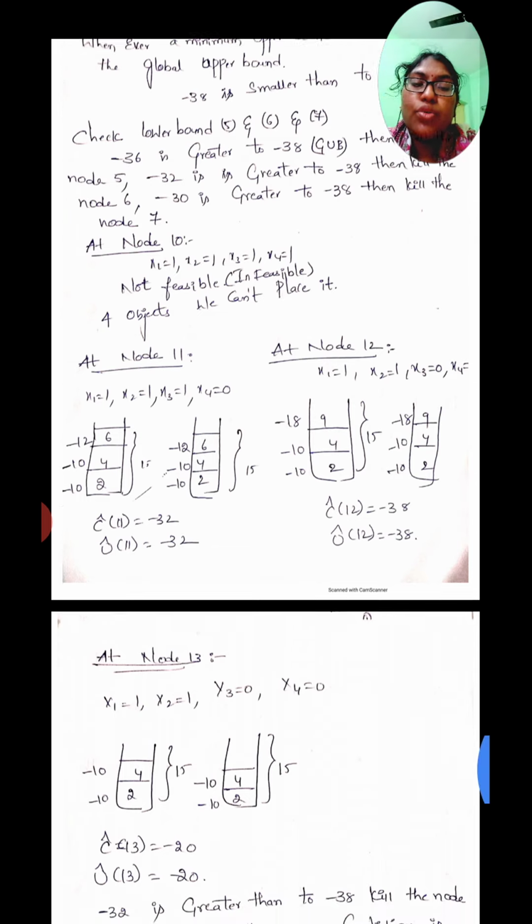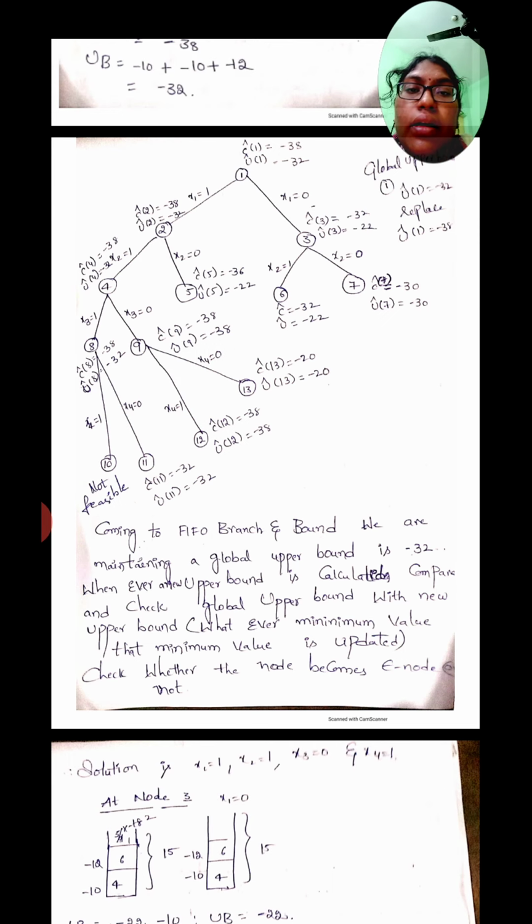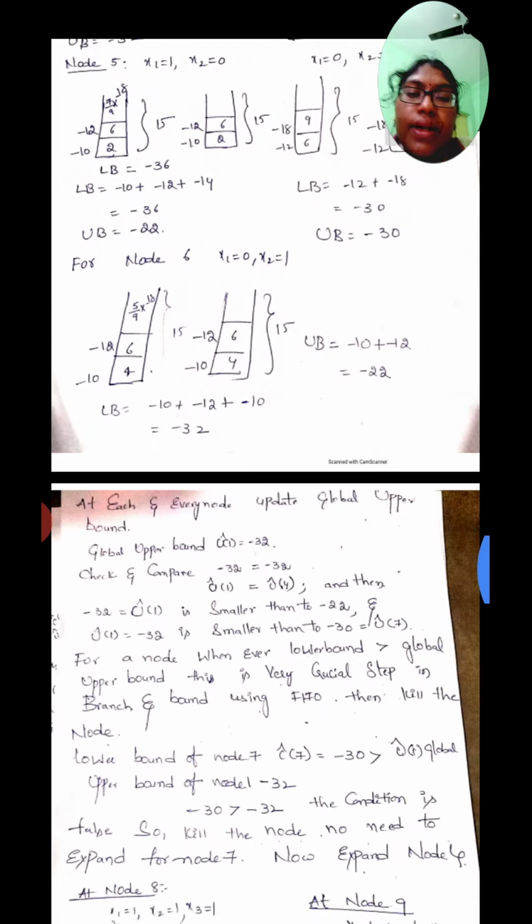Okay, and then coming to node 13. At node 13 we have to see the state space tree diagram. At node 13 we have seen 1 to 2, 2 to 4, 4 to 9, 9 to 13. What if x1 is equal to 1, x2 is equal to 1, x3 is assigned to 0, x4 is assigned to 0? In the sense third object, fourth object we don't want to place in the knapsack bag. First of all we have to place the first object and second object at node 13.